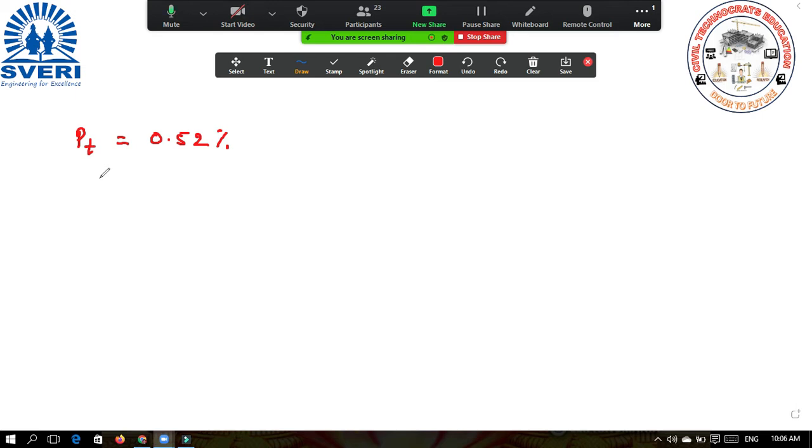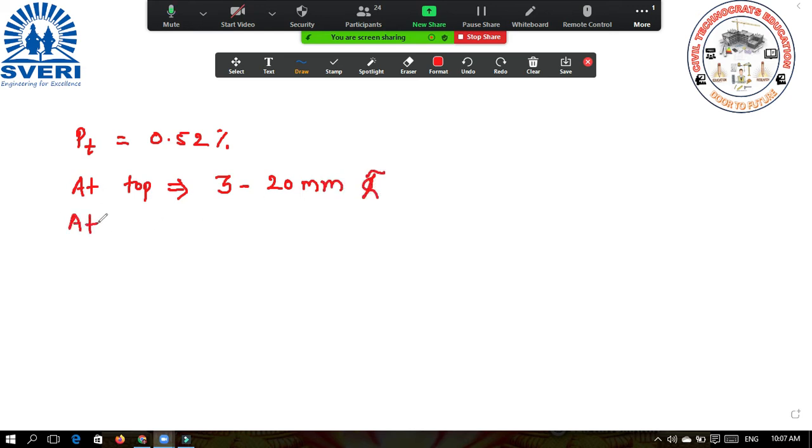And what is the reinforcement at top? At top, what have we provided? How many bars of which diameter? 3 bars of 20 mm dia. Okay, so 3 bars of 20 mm diameter. This is our top reinforcement.